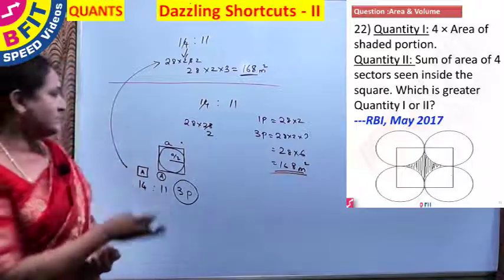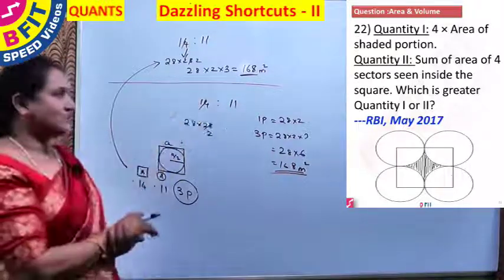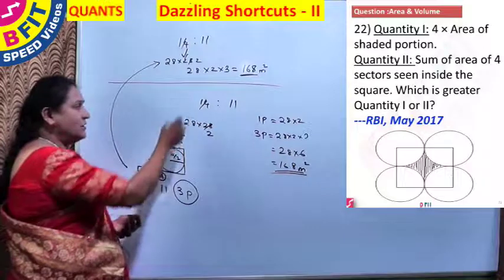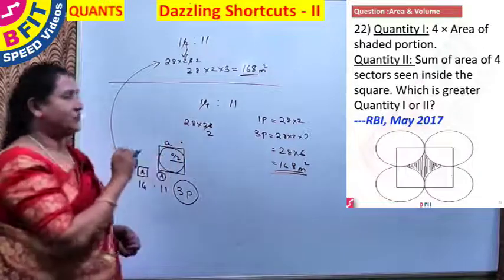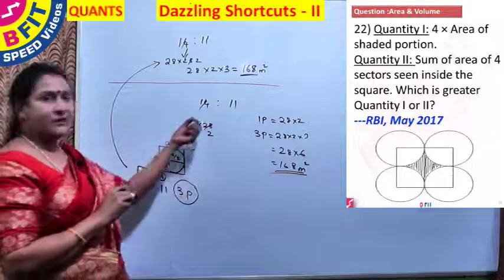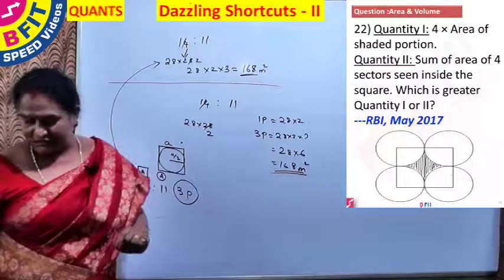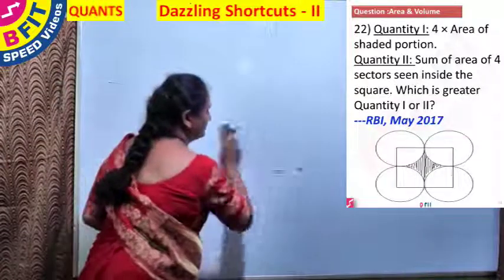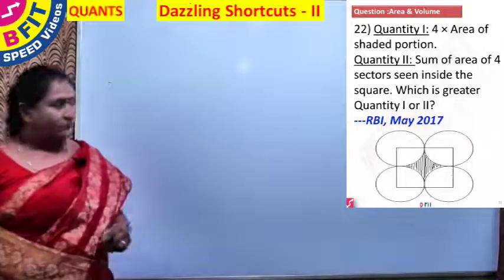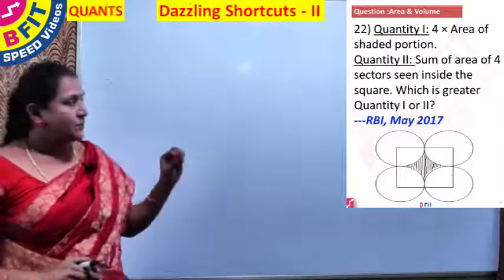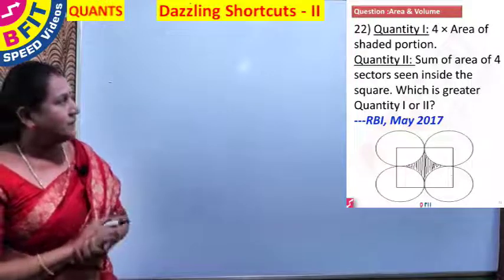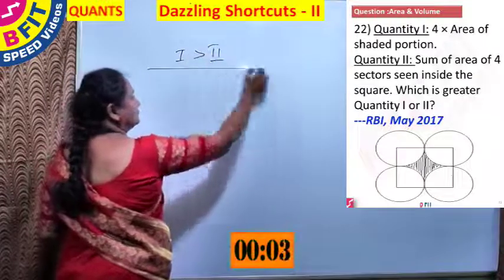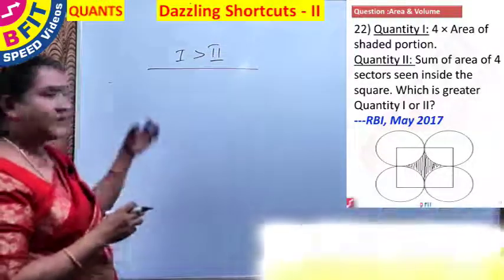And now friends, the same ratio you can apply for this question also. So I have told you, whenever you see a circle inside the square, you can use these ratios. Square is 14 parts, circle is 11 parts, in between is 3 parts. So now this picture, using the same logic, seeing the question itself, I can give you the answer that quantity 1 is greater than quantity 2. So now I'll explain how I got this answer.